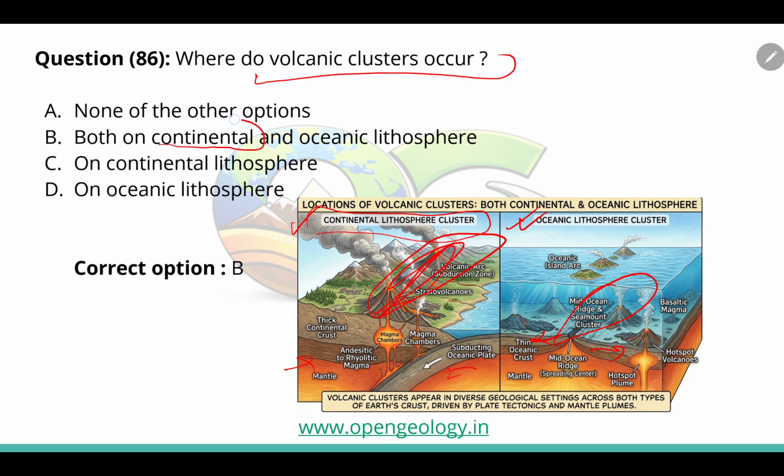So it can be found both on the continental as well as on the oceanic lithosphere plate. So the second option will be our correct answer. Again, what you can learn related to this question is about the three kinds of plate boundaries.